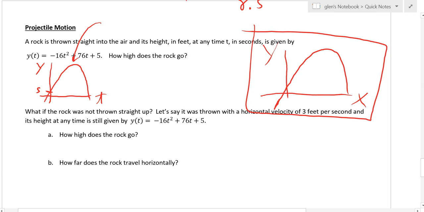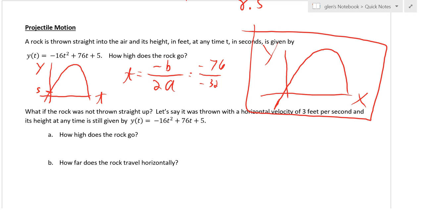Cool? Anybody remember how, without a calculator, to find the maximum of a parabola? There was a formula for it. It happens when the independent variable is, it's part of the quadratic formula. When x is negative b over 2a, that's where the vertex always is on a parabola. Is that okay? It's proven. So in this case you could plug in negative 76 over negative 32, which is 2 point something, right?